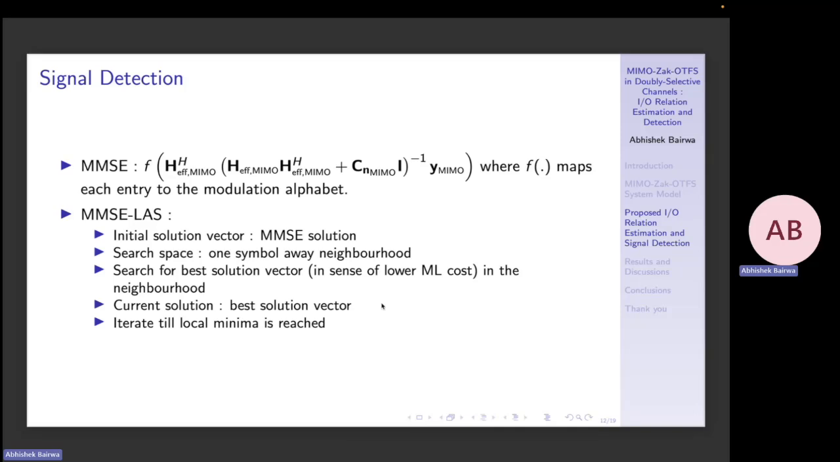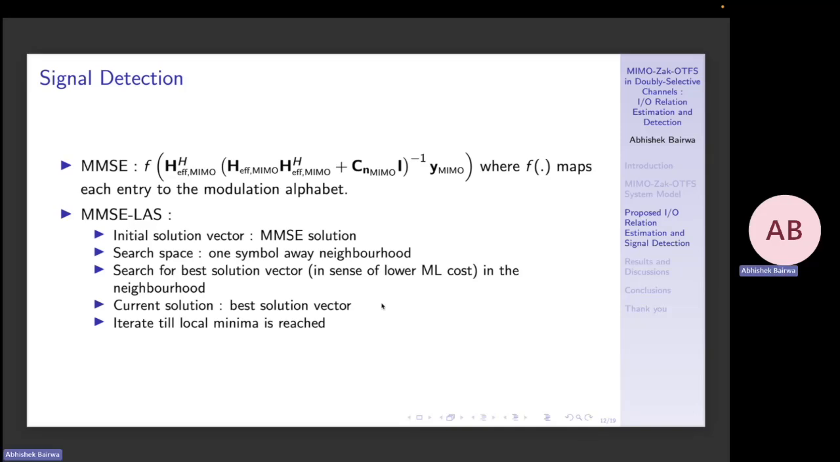In MMSE-LESS, we start with the initial solution vector as the MMSE solution, and then we look in its one-symbol-away neighborhood. The one-symbol-away neighborhood is the collection of all the vectors which differ from the MMSE solution in one coordinate. We search this neighborhood for the best solution vector, best in the sense that it gives a lower ML cost.